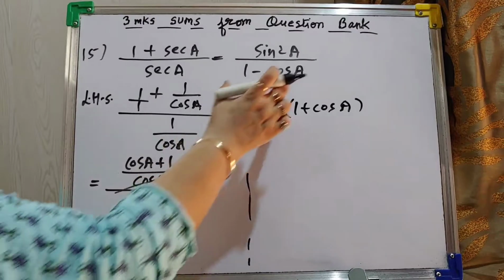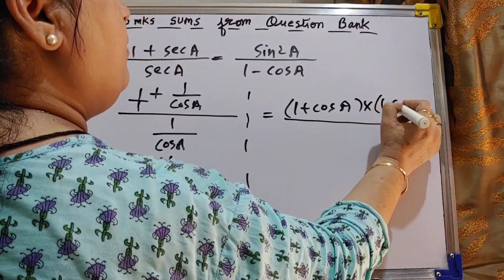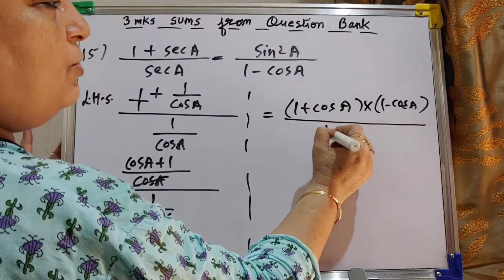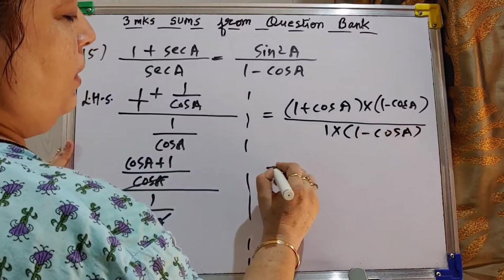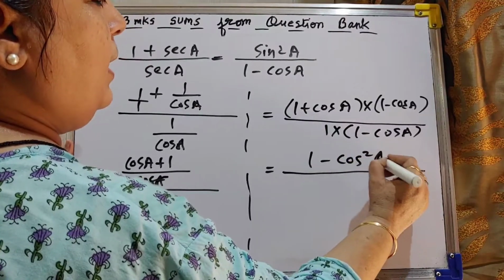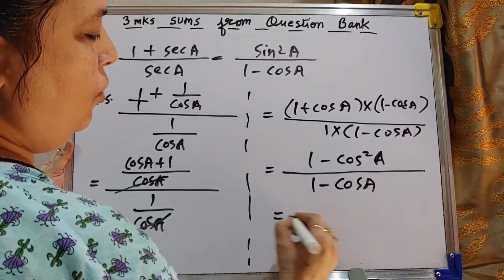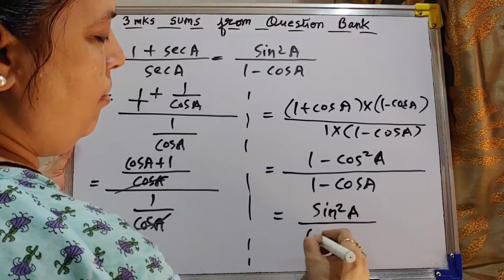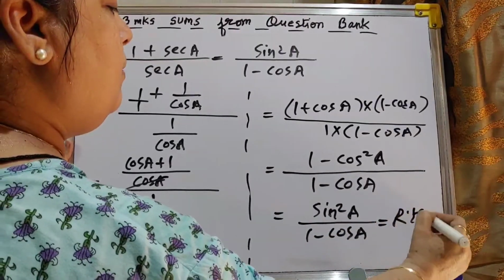But on the right hand side I require 1 minus cos A. So what I will do, up I will multiply with 1 by cos A and denominator also. Nothing is there means 1 is there, na? 1 minus cos A. So in the numerator it will be 1 minus cos square A. Down it will be 1 minus cos A. You know 1 minus cos square A is sin square A. 1 minus cos A, that is only our right hand side.